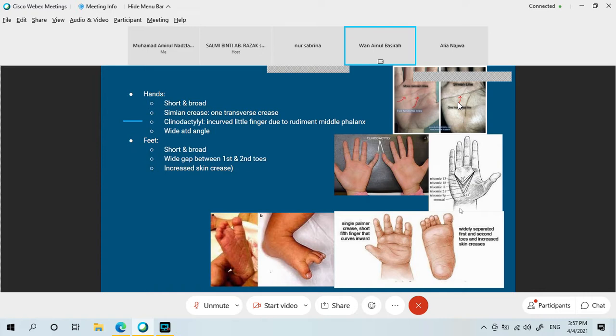Tu ATD angle tu. And then for the feet, it is short and broad. There is also a wide gap between the first and second toes, and there is increased skin crease. Nampak macam kaki tu agak banyak skin crease. Okay, next.